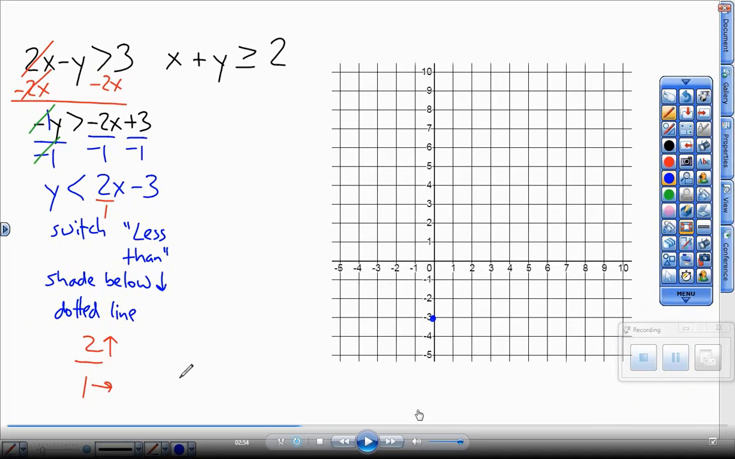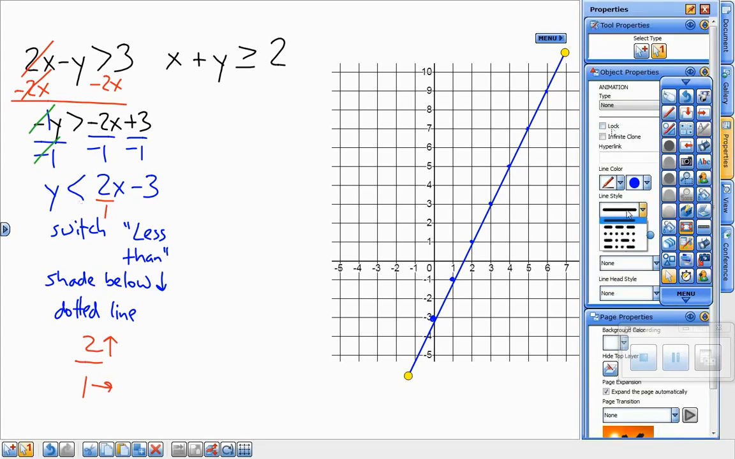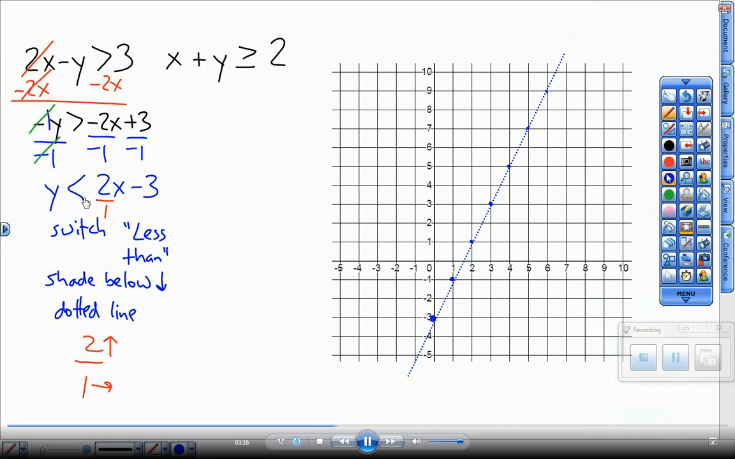Okay, back to this problem. So -3 is where you start, and then from there, right 1, up 2, right 1, up 2. That's going to be a dotted line drawn through those. I'm going to dot my line because the inequality being just plain old less than, I cannot include any points on that line. Got to be dotted. Because this is less than, I'm going to shade underneath just a little bit to see what my other line is going to give me.